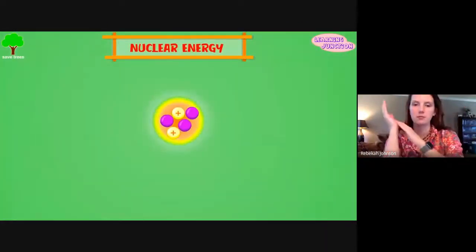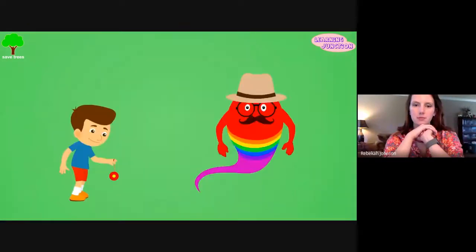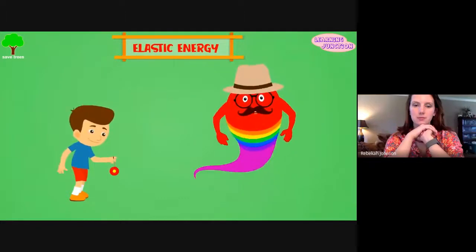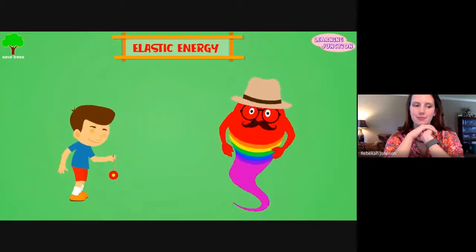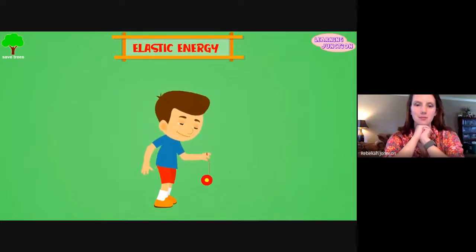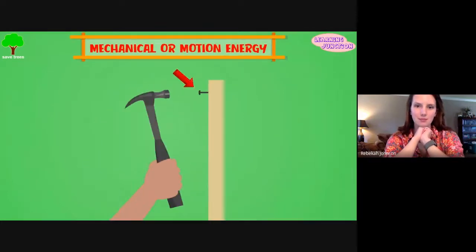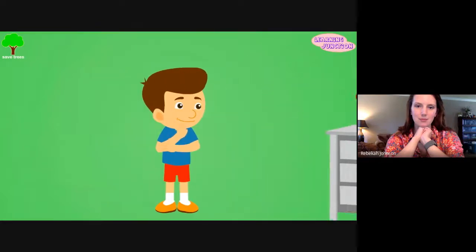Nuclear energy. It is the energy that holds together the nucleus of atoms. It is released during nuclear fusion. Elastic energy. See this toy with spring? Elastic objects like an elastic band or coiled spring store elastic energy when a force causes them to be squashed or stretched. Mechanical or motion energy. It is the energy associated with the position and motion of an object. Sound energy. It is produced when sound waves move outward from a sound source or a vibrating object.